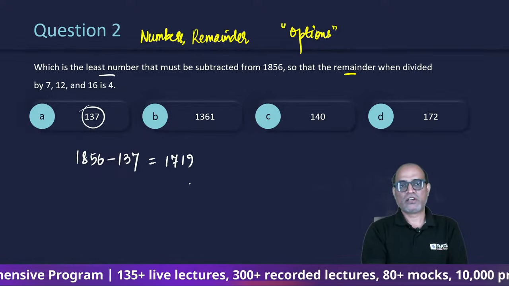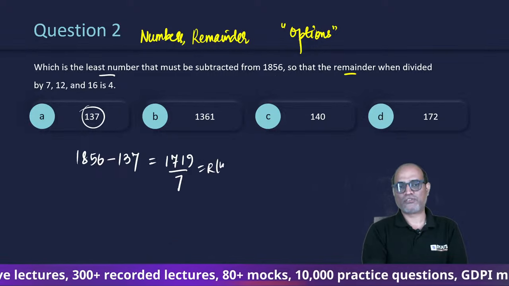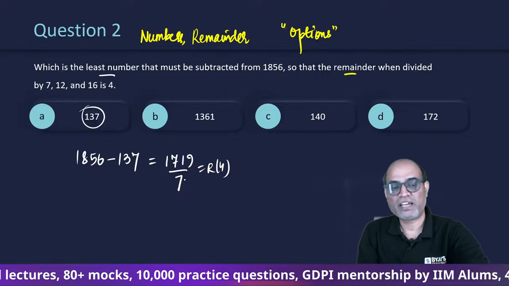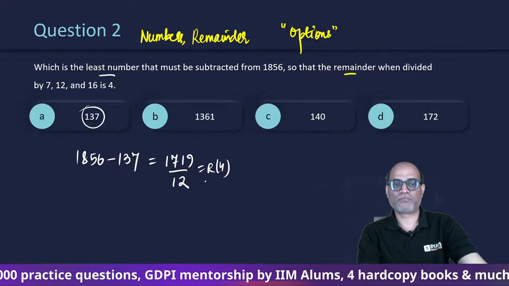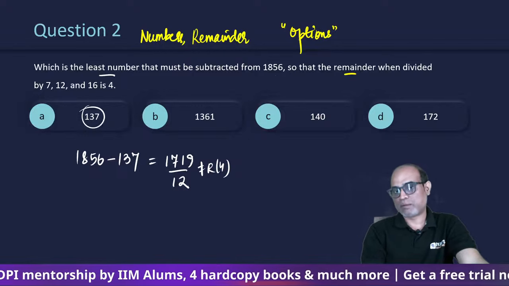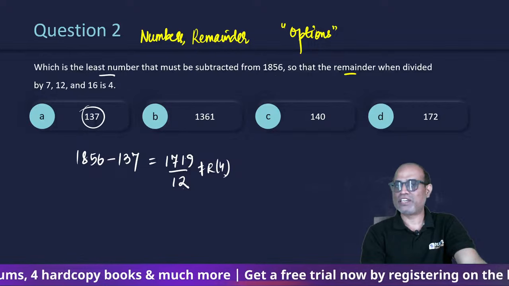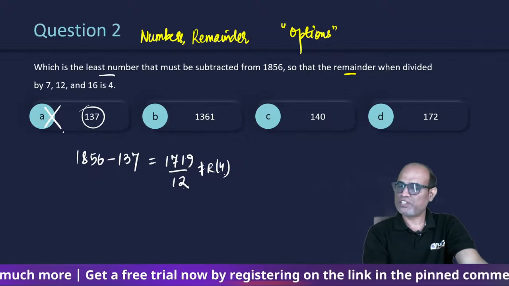1719. Now when I divide this by 7, will I get a remainder of 4? I don't know. I will have to divide it and check. If I divide it by 12, will I get the remainder as 4? Definitely not. If you go to the table of 12, it will always be even. Odd number minus even number will not result in an even number. So 137 is not the answer.